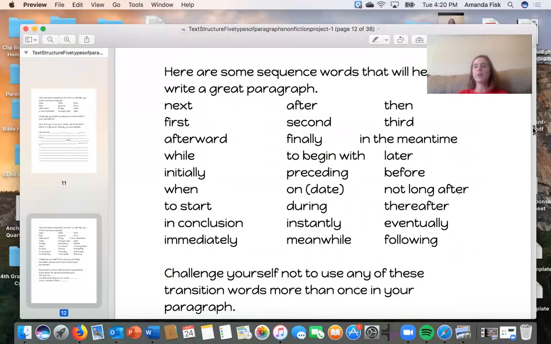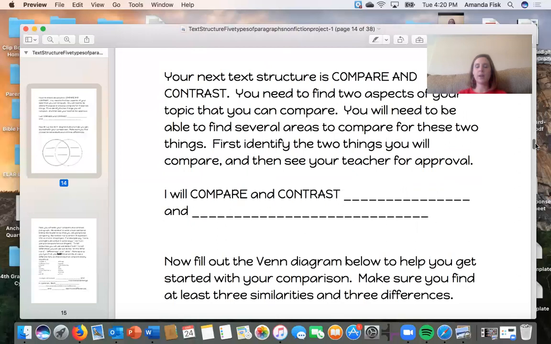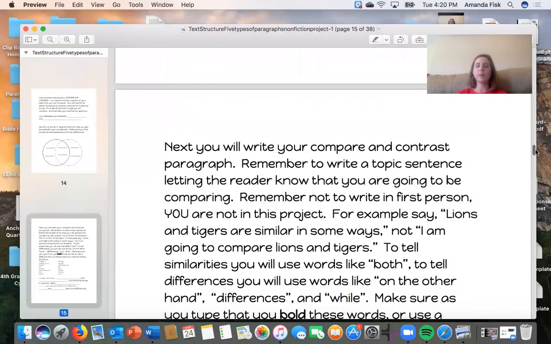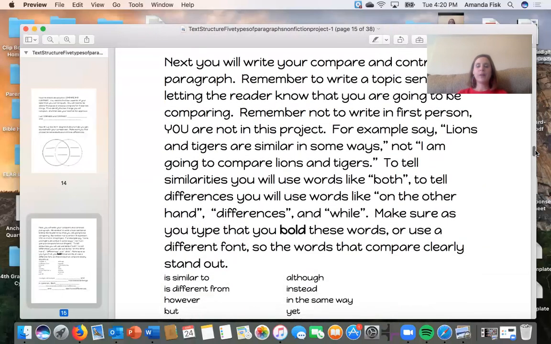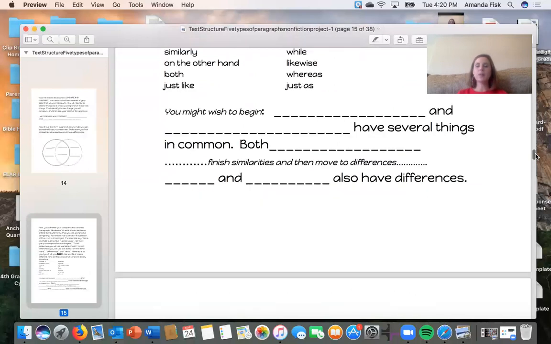But you'll have a page like this for pretty much every text structure. So for like compare and contrast, you'll write down the two things you want to compare and contrast. You'll do a Venn diagram like we've been doing all year. And then you will have that little paragraph format to use to write the paragraph. So all of the pages are like this. It's very self-guided.